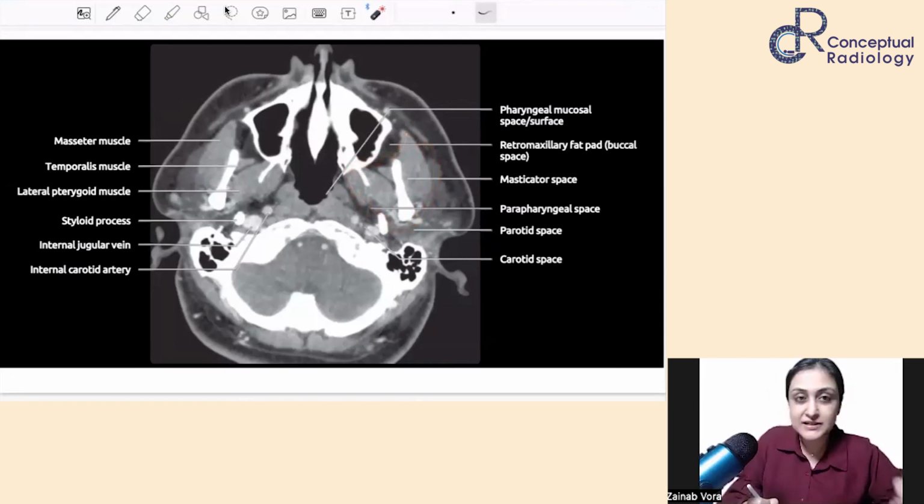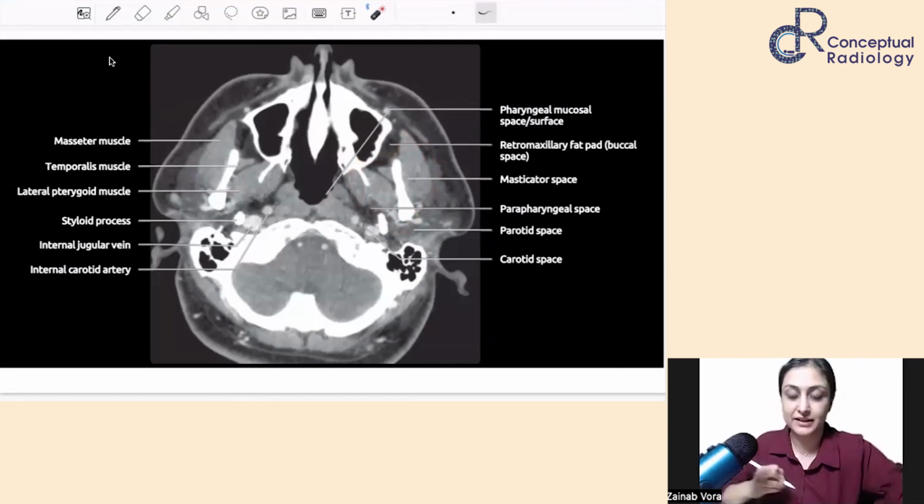Now in the masticator space, what do we have? Let's do it right now only. We have the muscles of mastication and we have the mandible here. So what are the muscles of mastication? You know the superficial. Do this. When you do this and you palpate, this is your masseter muscle. So this is masseter. Then the muscles which are deep, you can't palpate them. They are your pterygoids. So medial pterygoid, lateral pterygoid.